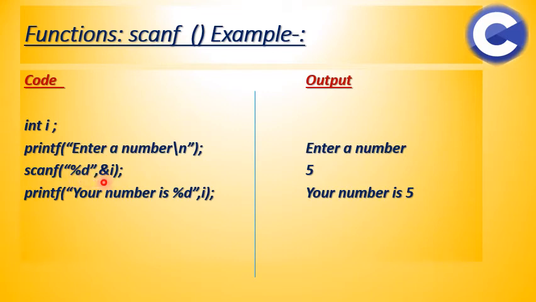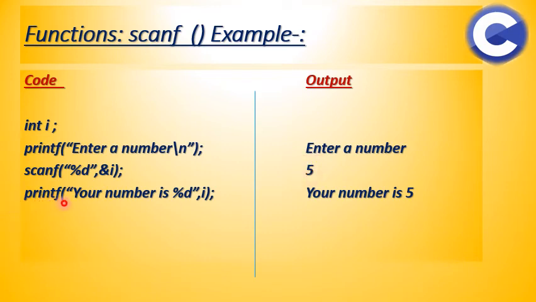Then comma, this address of operator and i. That means whatever data I input will go inside my i variable, the variable whose name is i, which I have declared here. Then my semicolon, the instruction terminator. So here I have input 5 as the input.